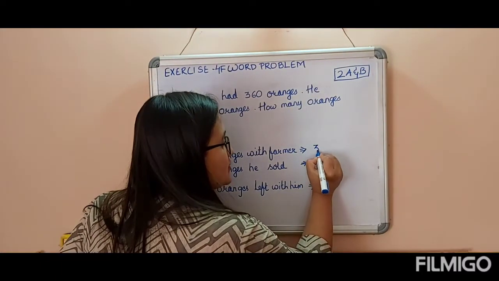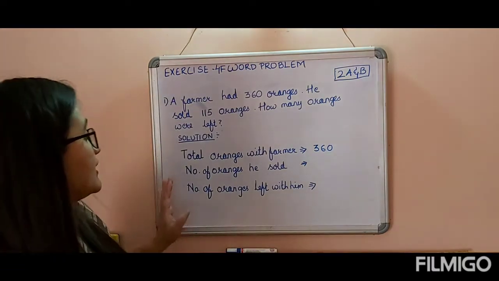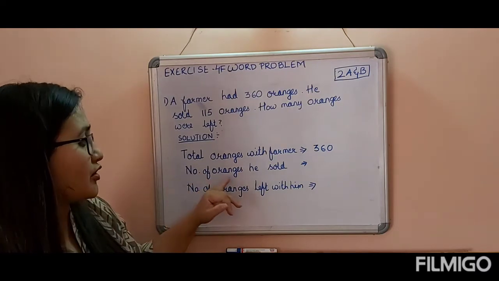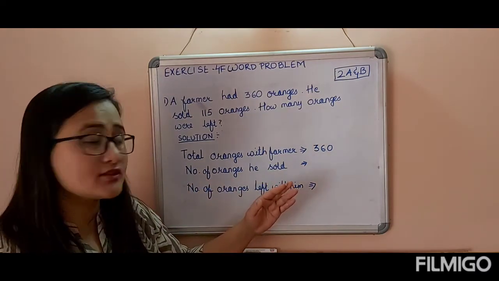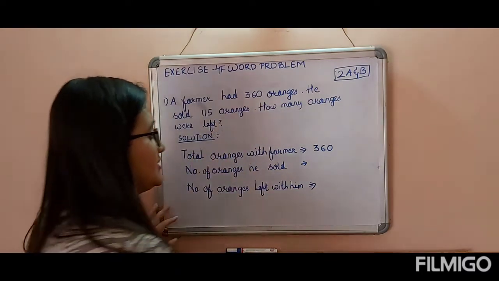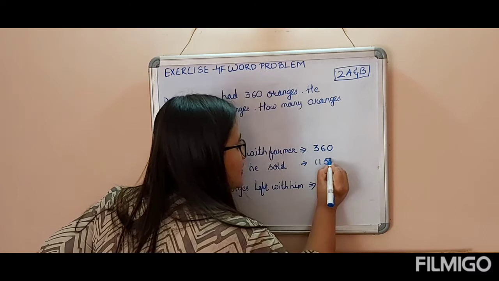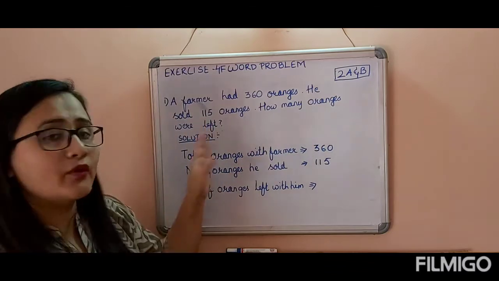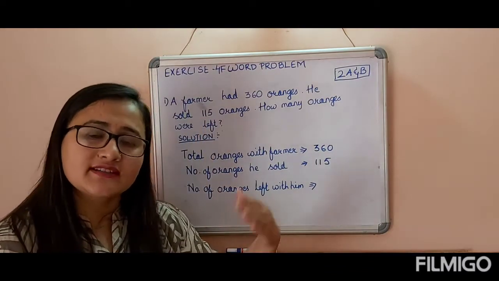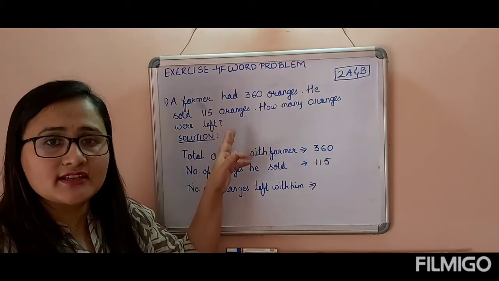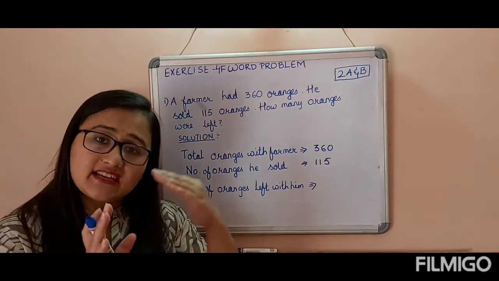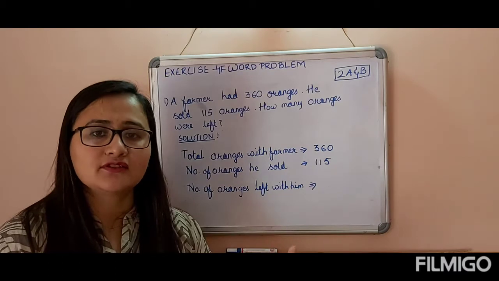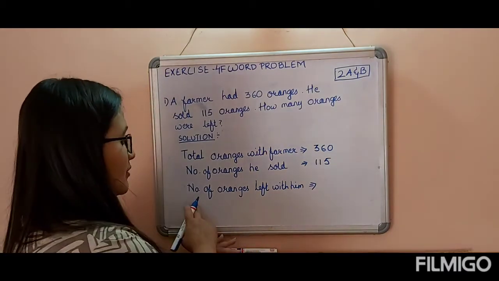So here you will write 360. Okay. Then the second one is he sold 115 oranges. Then the second statement will be number of oranges he sold. What is the total number of oranges he sold? Yes, it is 115. Yes, here you will write 115. So what you are asked to find out? You have to find out how many oranges were left. He had total 360 oranges with him. He sold 115 oranges. So you have to find out how many oranges are still left with him.